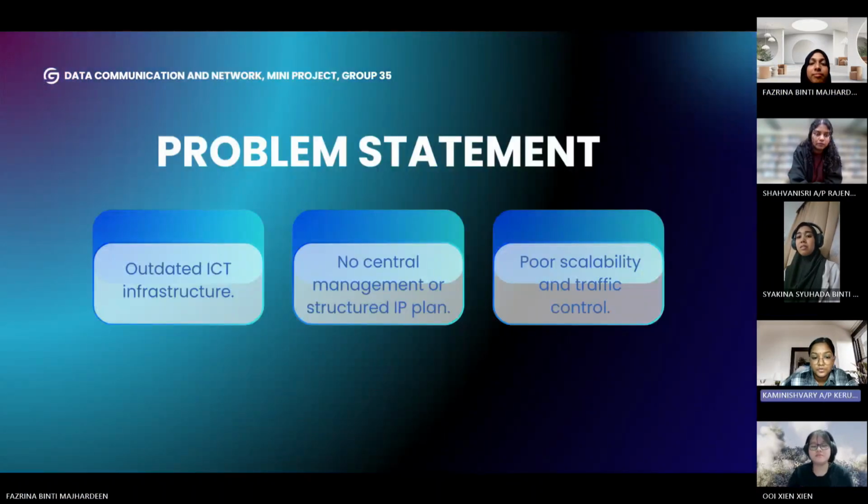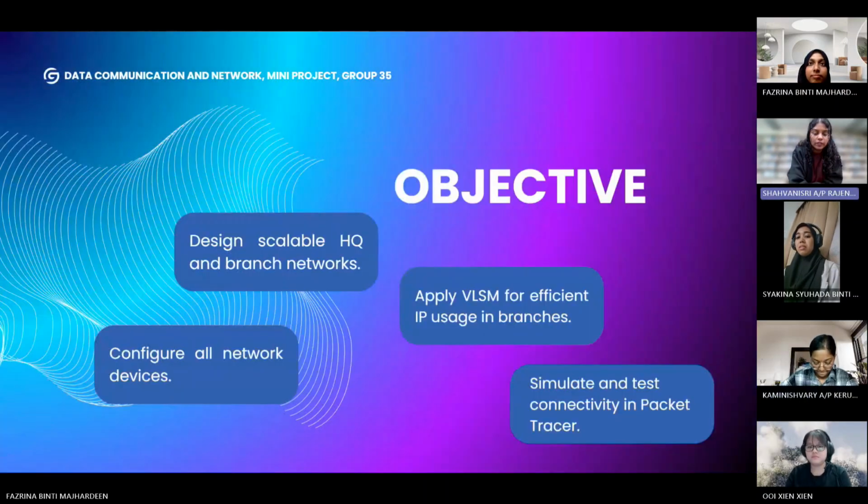So the problem statement of our project is that the infrastructure is very outdated, there is no central management of a structured IP plan, and it has very poor scalability and traffic control. Our objectives are to design a scalable HQ and branch network, configure all network devices, apply VLSM for efficient IP usage in branches, and lastly simulate and test connectivity in Packet Tracer.